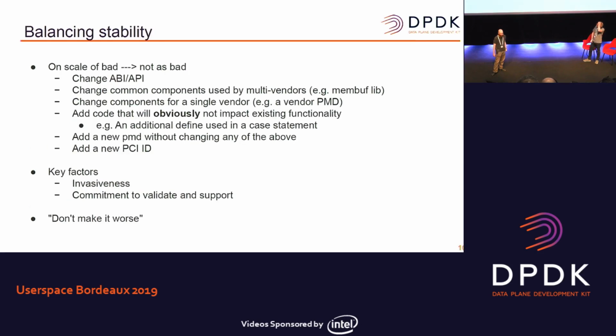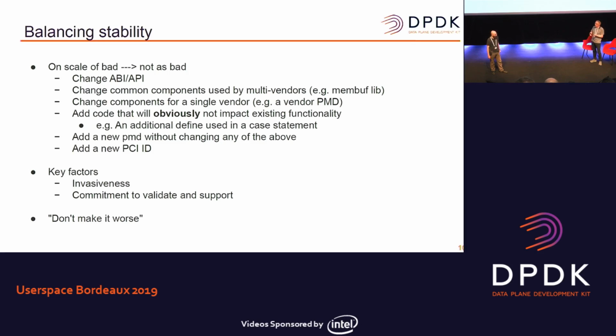In terms of balancing stability, on a scale of bad to not as bad, changing ABI would obviously be a big no-no for the LTS. If someone wants to change the mbuf library or the ethdev library, that would be a very difficult thing for LTS to accept. Maybe vendor X has done something with their NIC and needs some changes, but a lot of other users with a completely different vendor could end up affected and get regressions because of it.